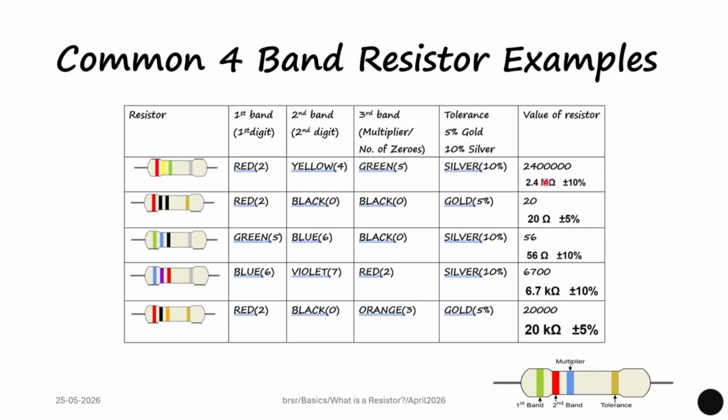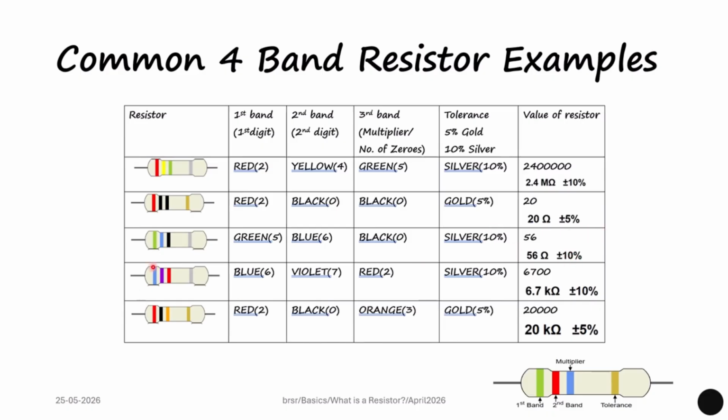So it is 24 followed by 5 zeros, which means the value of the resistor is 2.4 mega ohm plus or minus 10%. The second example, we see that the bands are red, black and black followed by a gold band. So red means 2, first digit; black 0, second digit; third black, number of zeros or the multiplier. So the value of the resistor is 20 ohms, the band being gold for tolerance, it is plus or minus 5%.